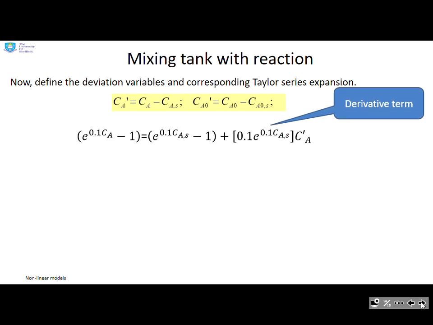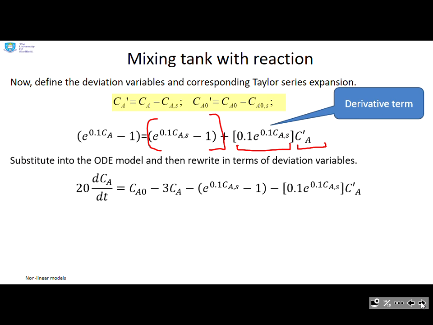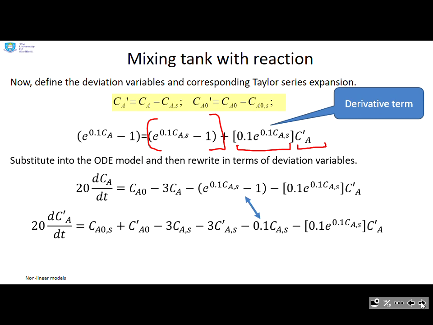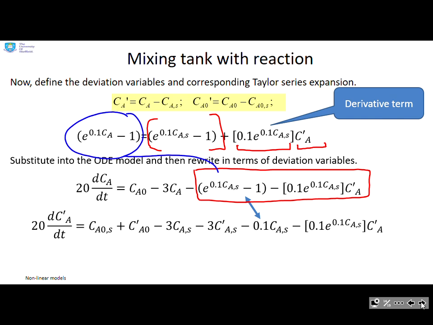Well, we define our deviation variables as normal, and then we need to do our Taylor series expansion of this nonlinear term. So you can see there's the term evaluated at the steady state, there's the derivative, and there's my deviation variable. So there's my first order Taylor series expansion. And then I plug that into my original expression. So you can see this bit here is the Taylor series expansion. I've simply replaced this term by this term in my expression.